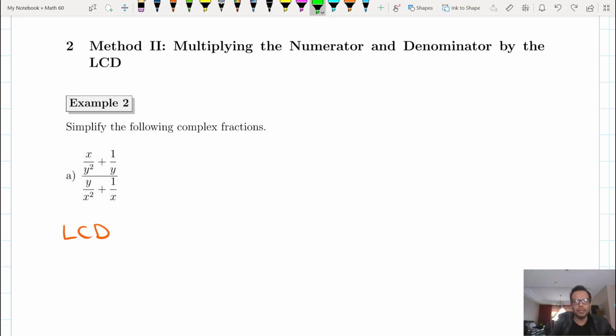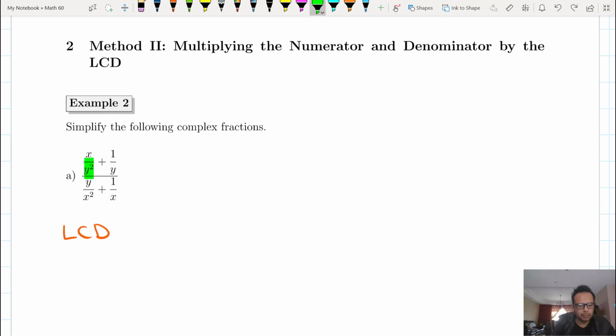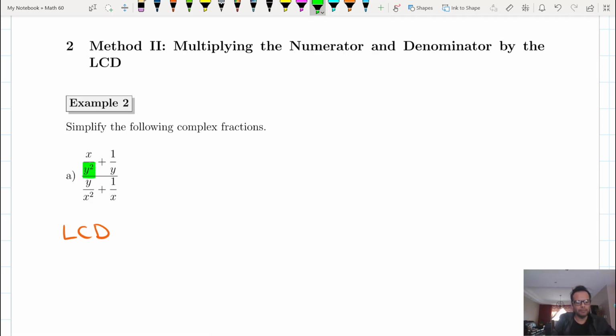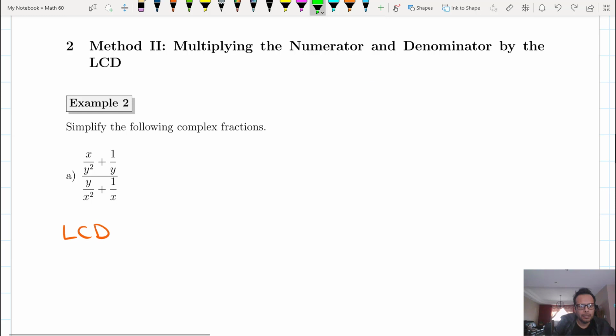Oops, that's too big. Let's see if I can make it smaller. Maybe like this. No, that's still too big. Still too big. One more. Okay, maybe this. Okay, so this is one denominator, right? There's another denominator and then the other denominators.